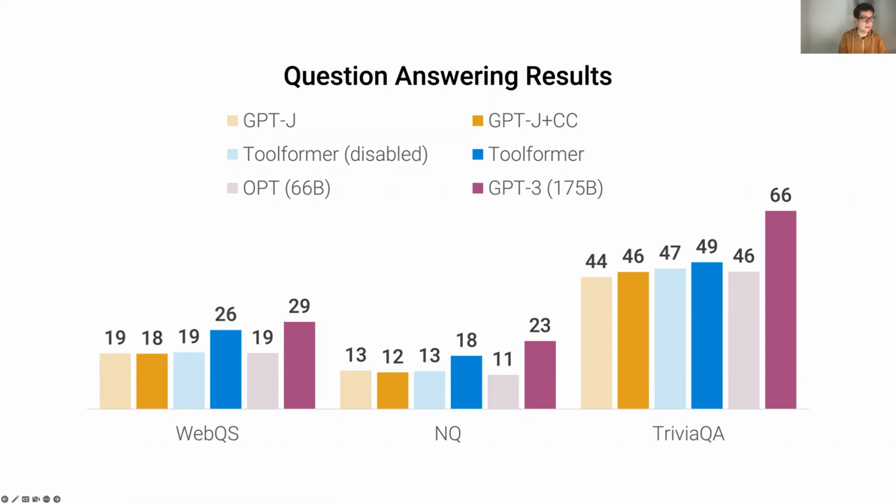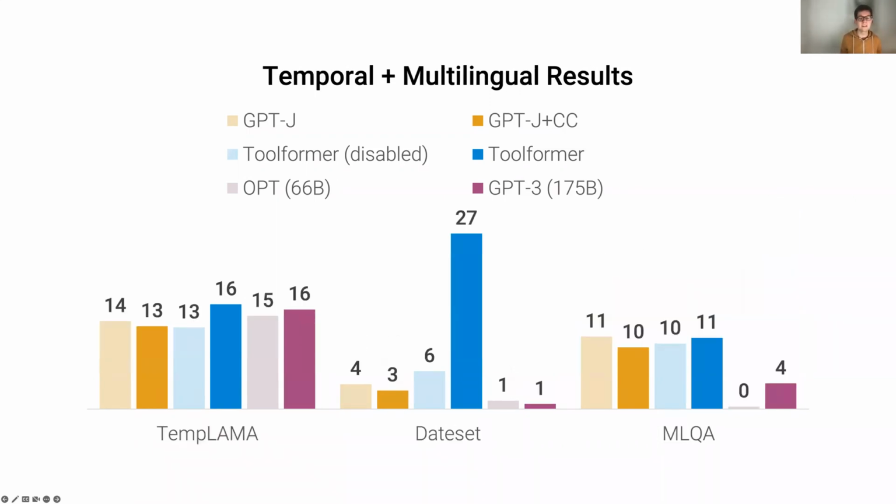All right, one final of those slides. Of course, we also evaluated whether the calendar and machine translation are useful. Results here are a bit mixed. We looked at a data set called TempLAMA, which is a version of the LAMA data set from earlier, but with different dates associated to it.